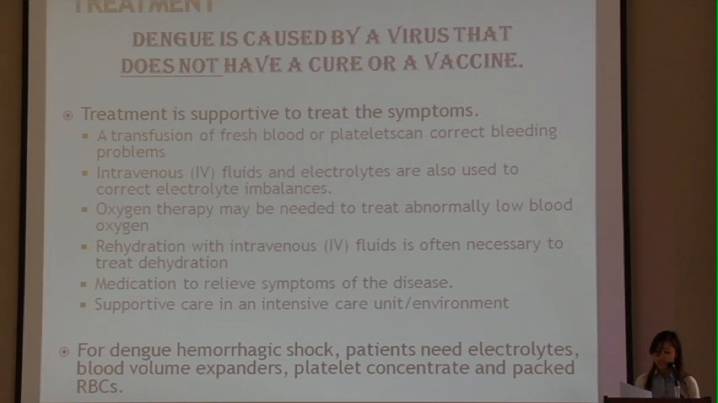Supportive care and intensive care unit environment. For dengue hemorrhagic shock, patients need electrolytes, blood volume expanders, platelet concentrate, and packed red blood cells.